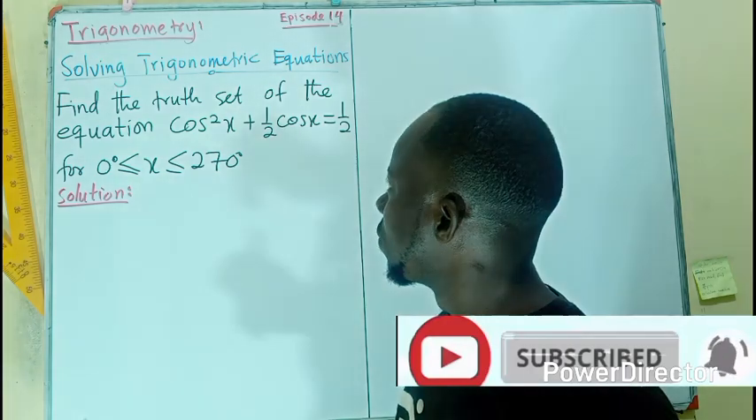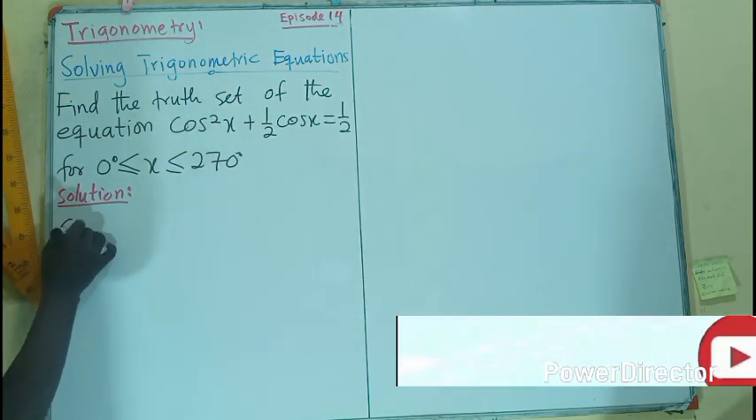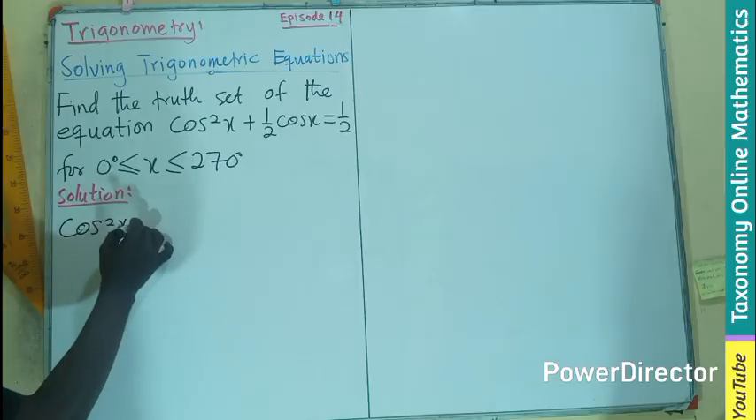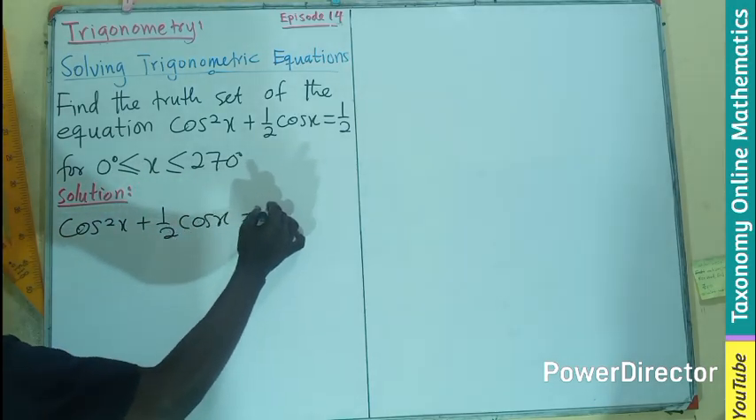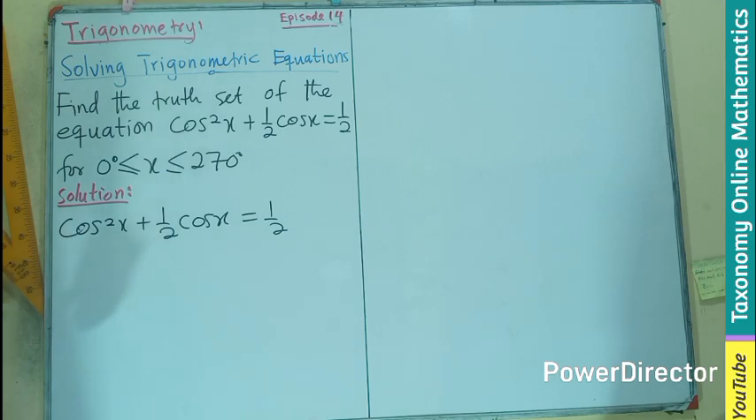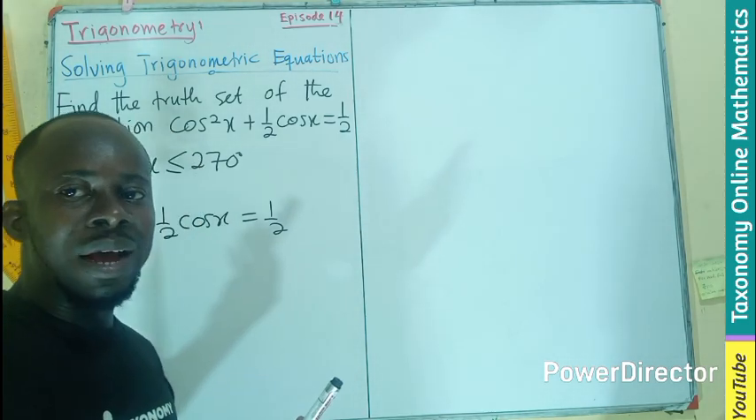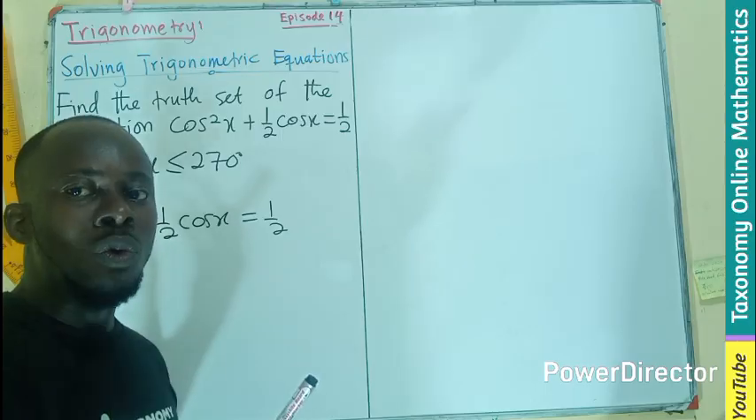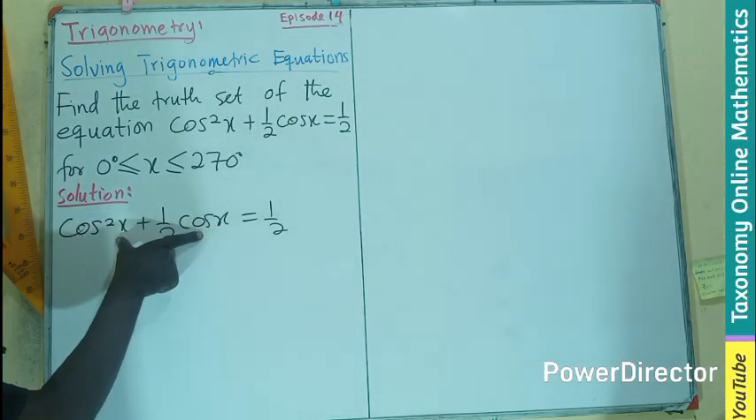Here we are to find the truth set of the equation cos²x + (1/2)cos x = 1/2. Remember, we are solving this as a normal equation where we isolate the unknown variable we are looking for. In this case, our unknown variable is the x.